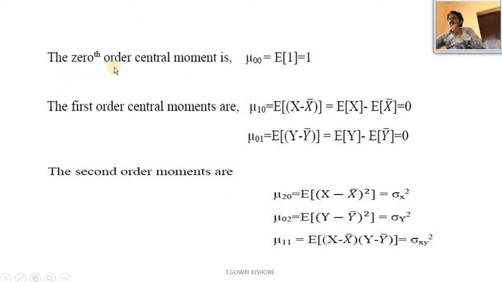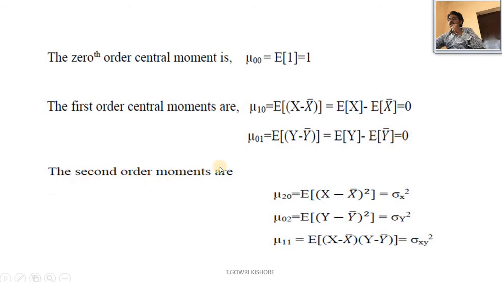So with the help of n and k we can identify the order of the joint central moment. The zeroth order central moment is mu 0, 0, that is equal to expectation of 1, that is equal to 1. The first order central moments are mu 1, 0, where n represents 1 and k represents 0. Therefore expectation of x minus x bar, that is equal to expectation of x minus expectation of x bar, that is equal to 0. So mu 0, 1, that is equal to expectation of y minus y bar, that is equal to expectation of y minus expectation of y bar, that is equal to 0.